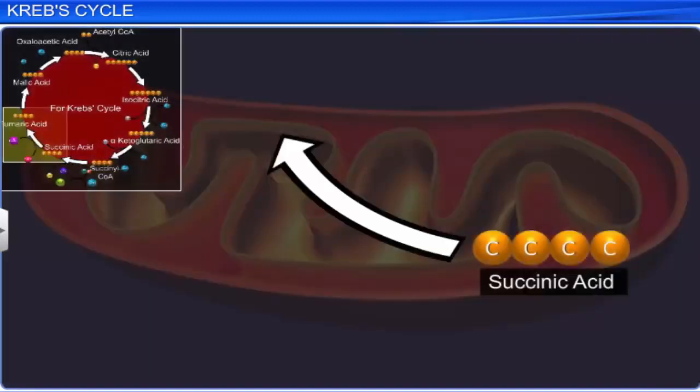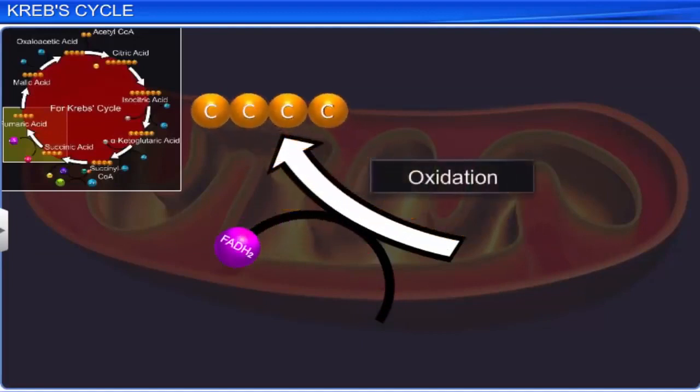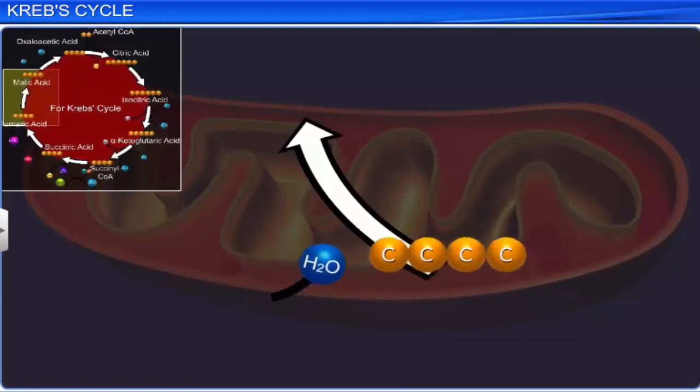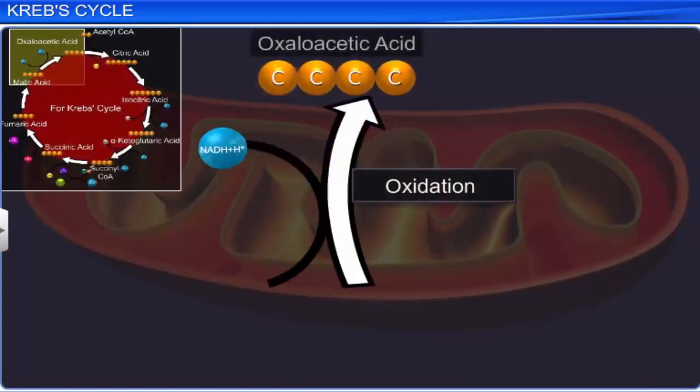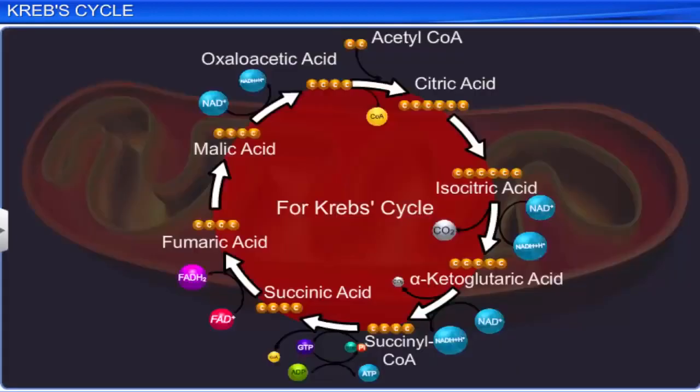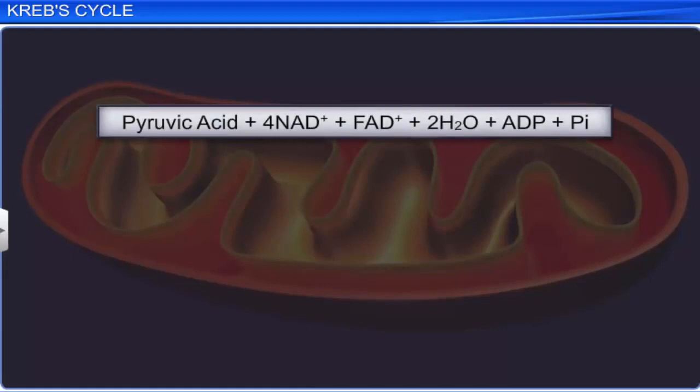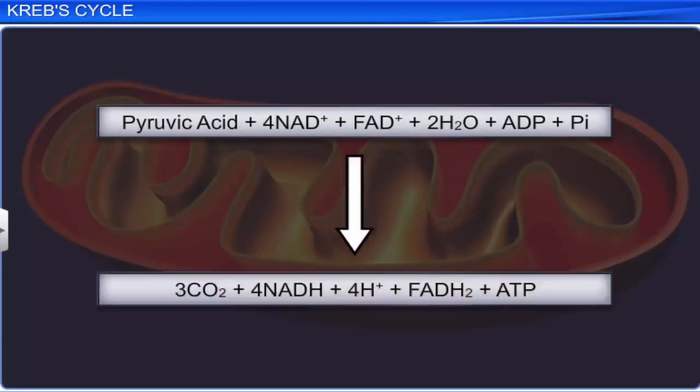The succinic acid formed in the previous reaction is oxidized to fumaric acid with the reduction of FAD+ to FADH2. The fumaric acid is hydrolyzed to malic acid, which is then oxidized to oxaloacetic acid with the reduction of NAD+ to NADH + H+ ion. For Krebs cycle to run continuously, oxaloacetic acid, NAD+, and FAD+ need to be regenerated. The summary equation of Krebs cycle is as shown here.